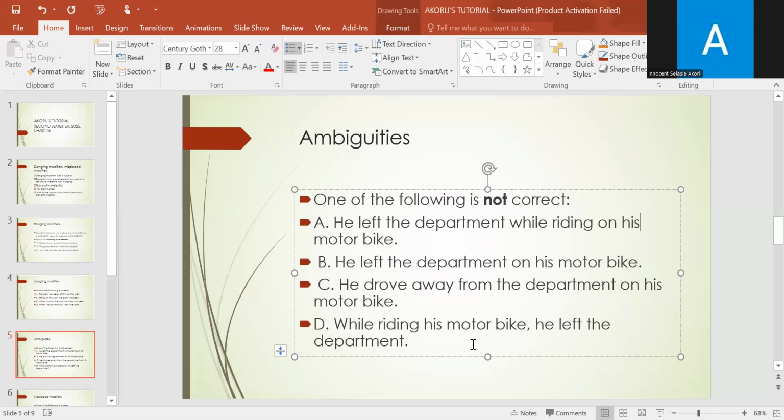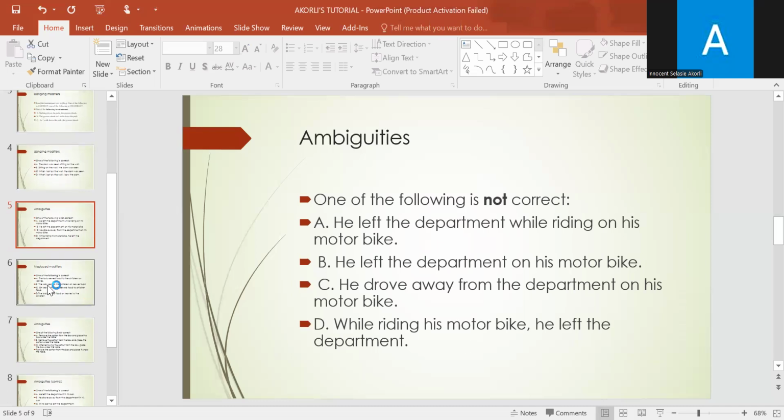So see, A, he left the department while riding on his motorbike. I think it's clear. Let's go to C. He drove away from the department on his motorbike. This also doesn't pose a problem. While riding his motorbike, he left the department. It's not a problem. So B should be the problem. He left the department on his motorbike, which is creating ambiguity in this particular case. So that is it.